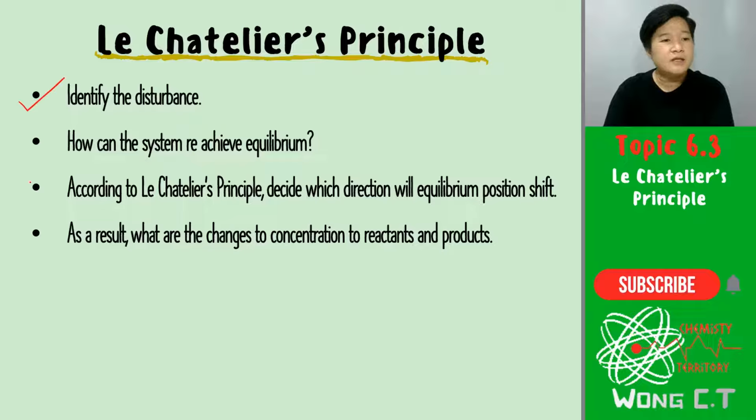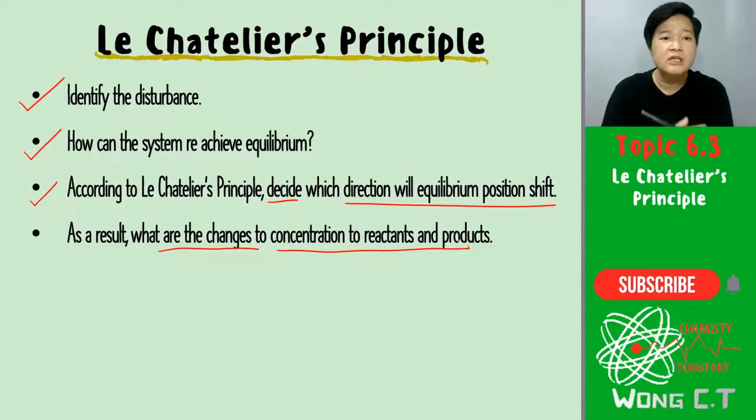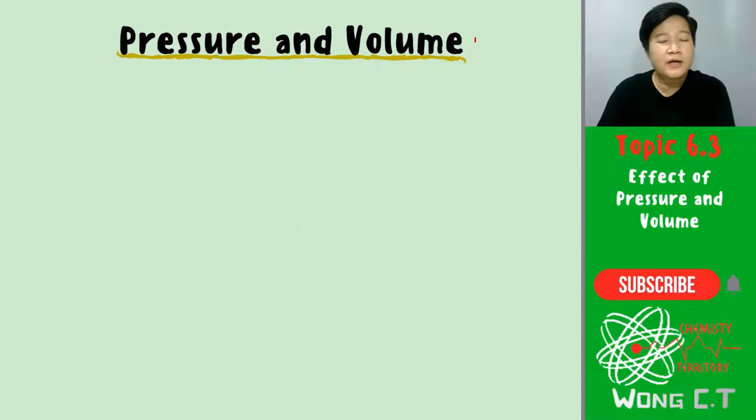Identify the disturbance. You need to know what the system will do to re-achieve equilibrium. We know that the system will always go against the disturbance. And then by using Le Chatelier's principle, you need to decide whether your equilibrium position will shift to the left or shift to the right. And as a result, what will be the changes to the concentration of your product and reactant after you have decided the equilibrium position shifts to the left or to the right? Simple.